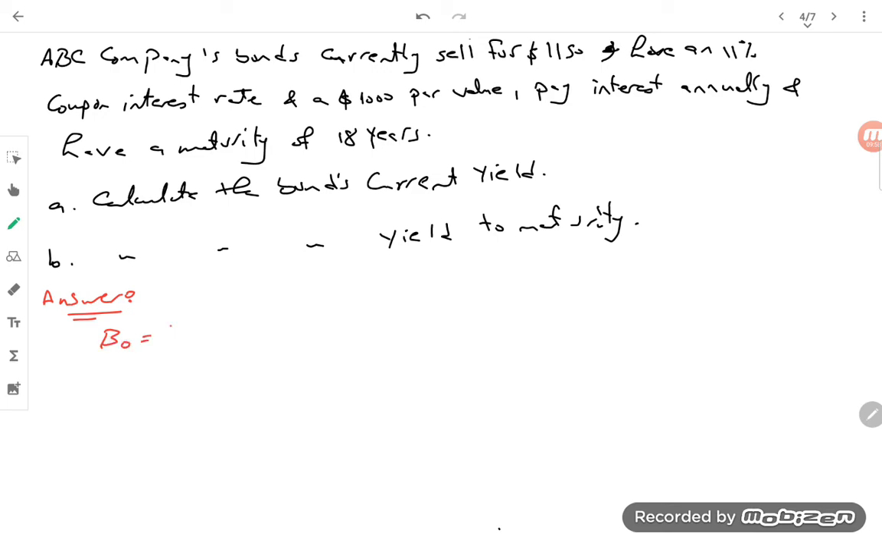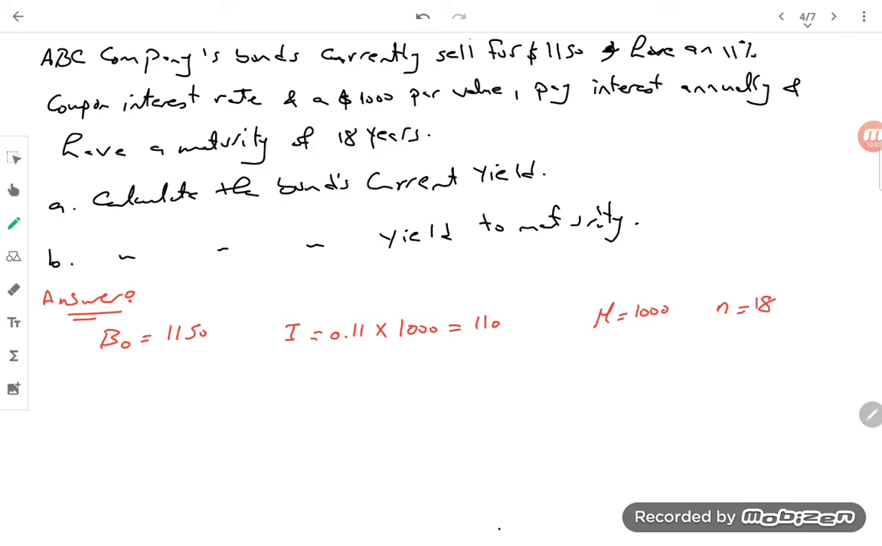Bond price is 1,150 and the interest payment is 0.11 multiplied by 1,000, so it is $110. M is 1,000 and number of years is 18.